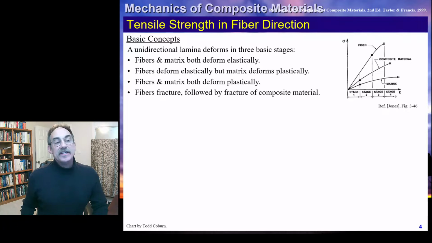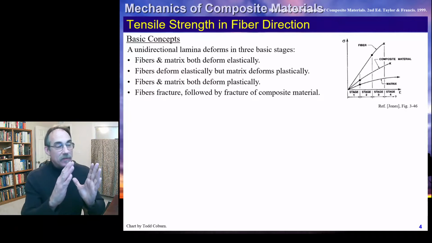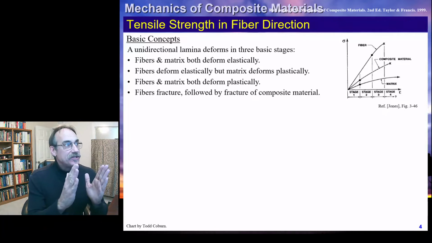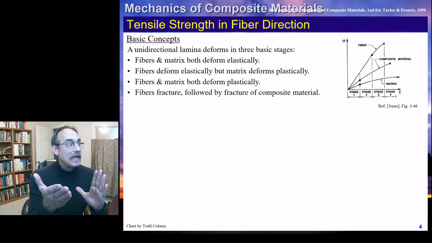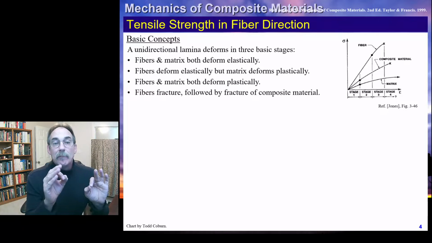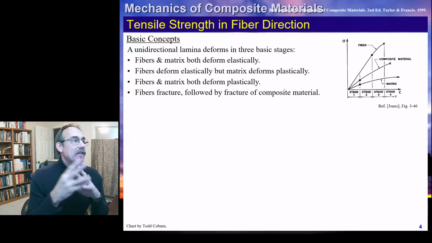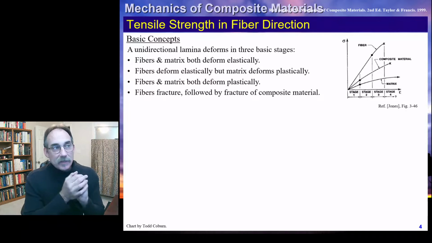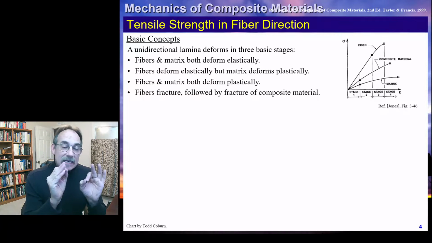And we can divide this into stages, as Jones did, with the linear elastic portion, the portion where it starts to go non-linear, and then the part that's more plastic. The first part, we're saying the fiber and the matrix are deforming both elastically. The next stage, fibers are elastically deforming, but the matrix is now deforming plastically. Fibers and matrix both deform plastically, and then the fiber fractures, which will typically result in a failure of the composite. That's the way he defined these stages.